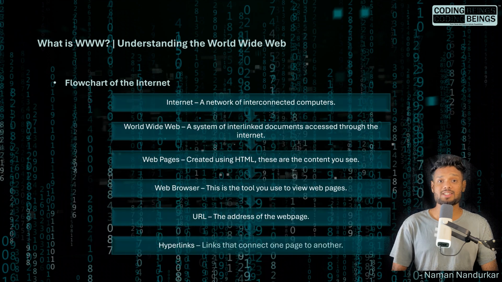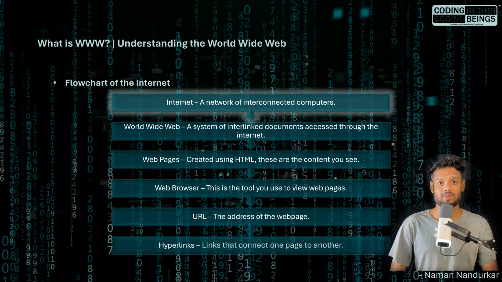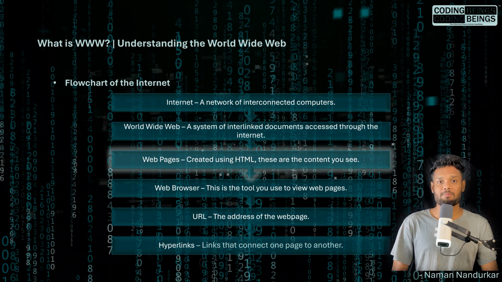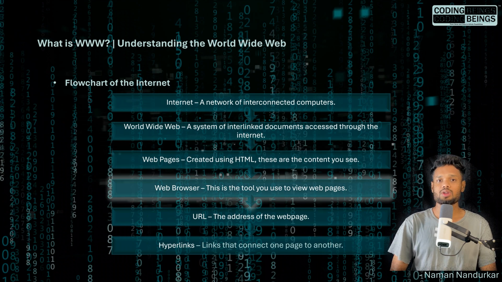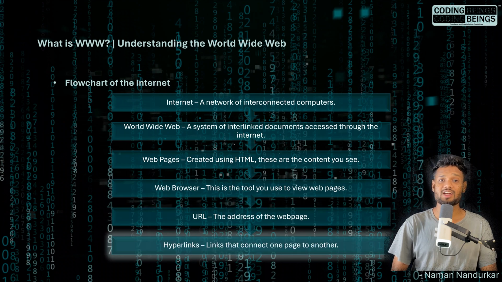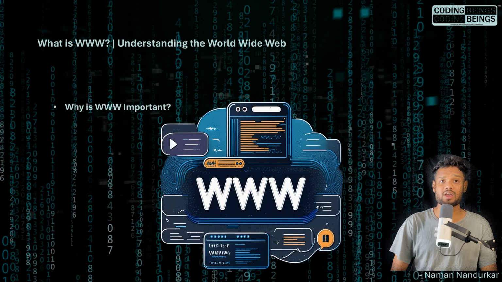Now, to really understand this, let's break it down into a flowchart. Internet. A network of interconnected computers. World Wide Web. A system of interlinked documents that we access through internet. Web pages. Created using HTML, and these are the contents you see. Web browser. This is a tool we use to view web pages. URL, the address of website. Hyperlinks, the links that connect one page to another. So every time you visit a website, this is how the process works in background.